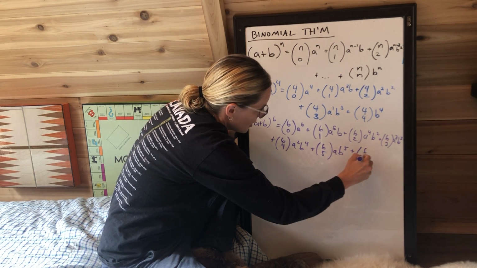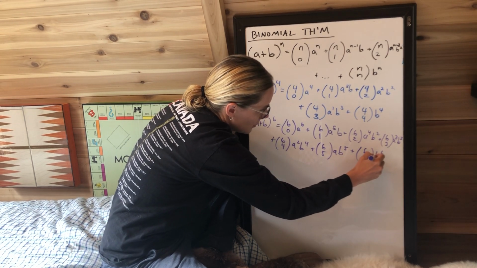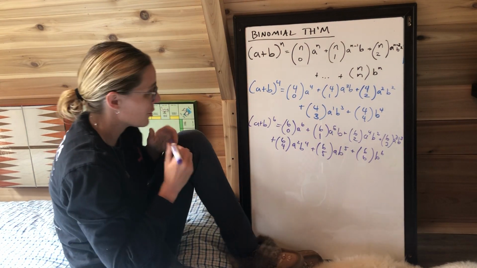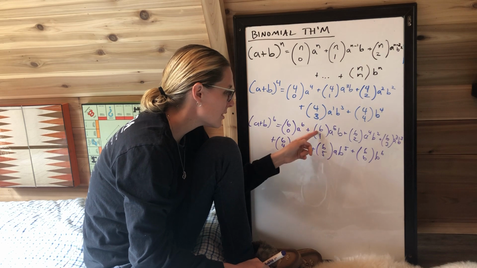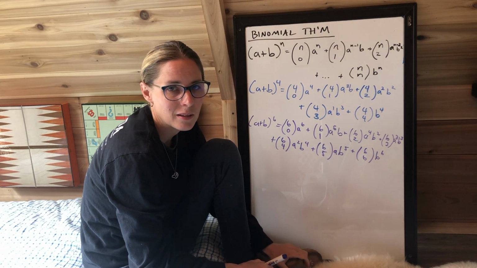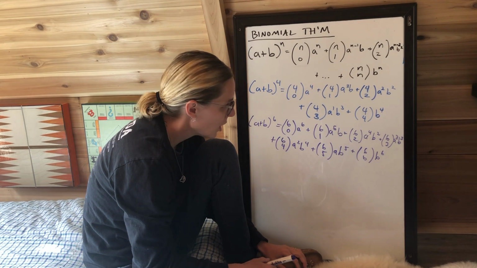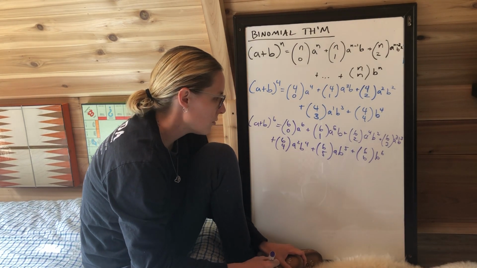And the last one will be 6 choose 6, b to the 6. So is it a lot? Maybe. Is it a pattern? For sure. Will we have to calculate these combinations eventually? You bet. Okay, so it is a little bit time consuming, but the pattern remains the same.